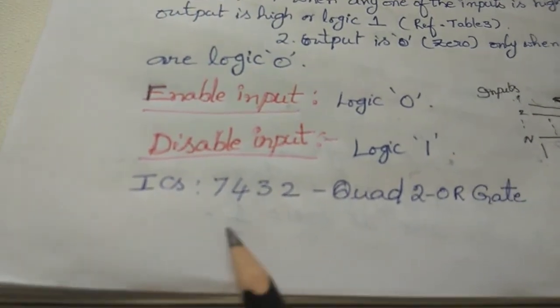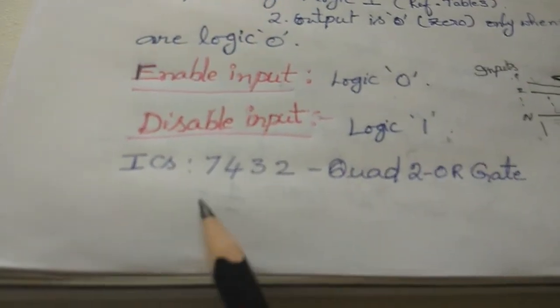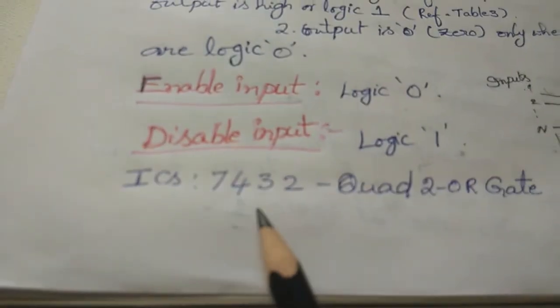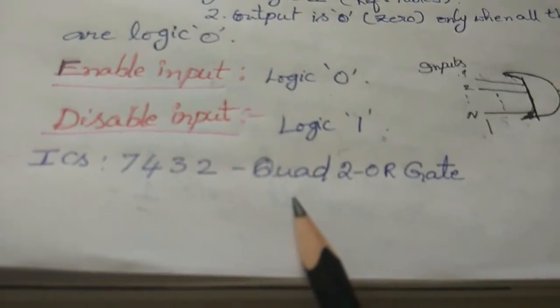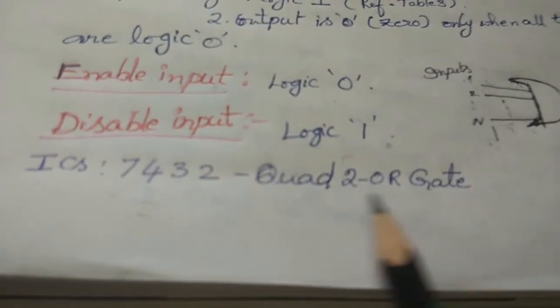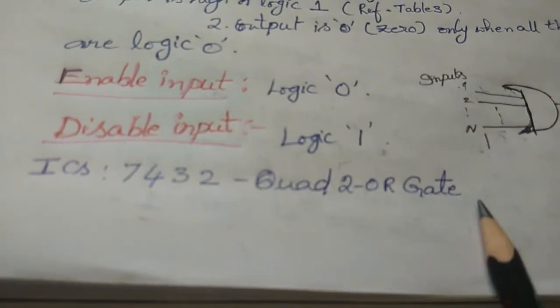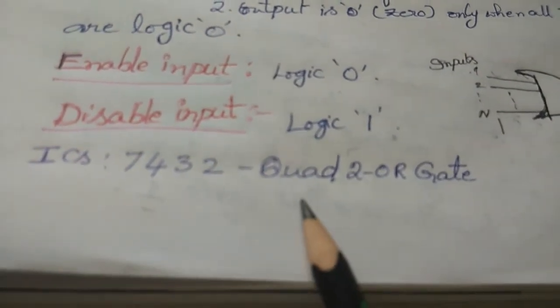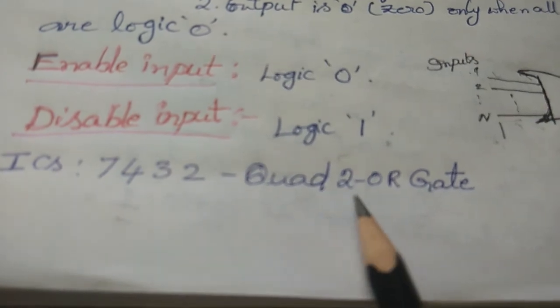OR gates are available in IC form, as in the TTL gate 7432. The name of this IC is quad 2 input OR gate. It consists of 4 OR gates, 4 two input OR gates.